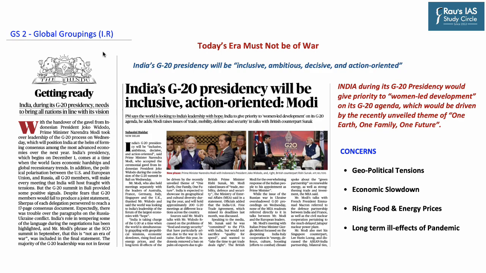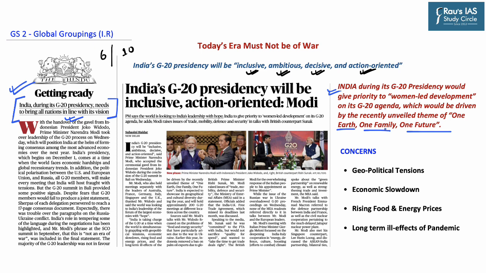Now let's take up these two news items appearing on page number 6 and page number 10 respectively. And this news is regarding India's upcoming presidency of G20. So the editorial title is Getting Ready. India during its G20 presidency needs to bring all nations in line with its vision. And this news on page number 10 highlights that India's G20 presidency will be all inclusive, ambitious, decisive, and also action oriented. And during its presidency, India has also stated that it would give priority to women-led development on its G20 agenda, which would be driven by the recently unveiled theme of One Earth, One Family, and One Future.